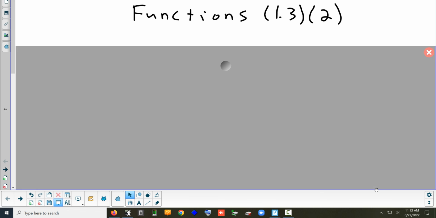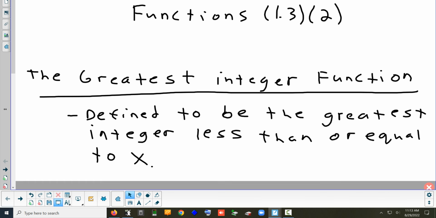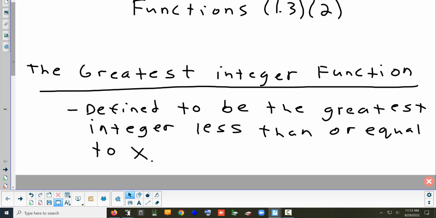Alright, so we're going to finish up section 1.3, and then we'll spend probably about 5 or 10 minutes on 1.4, just kind of as a refresher of slope and things like that. So the first thing they talk about in 1.3, part 2, is what's called the greatest integer function.